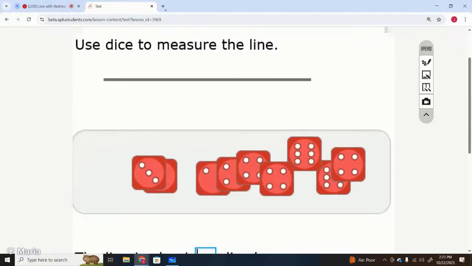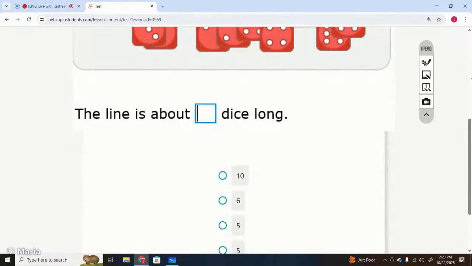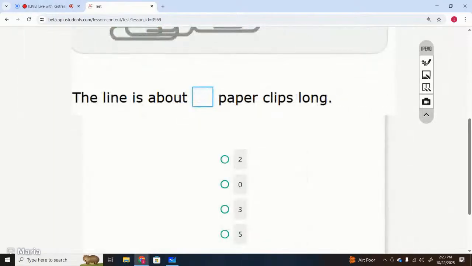Use dice to measure the line. You need to start placing the dice along the line from the left end to the right end. Then you need to count how many dice you placed along the line. So I think that would be six. Just guessing. That is six dice long, right?